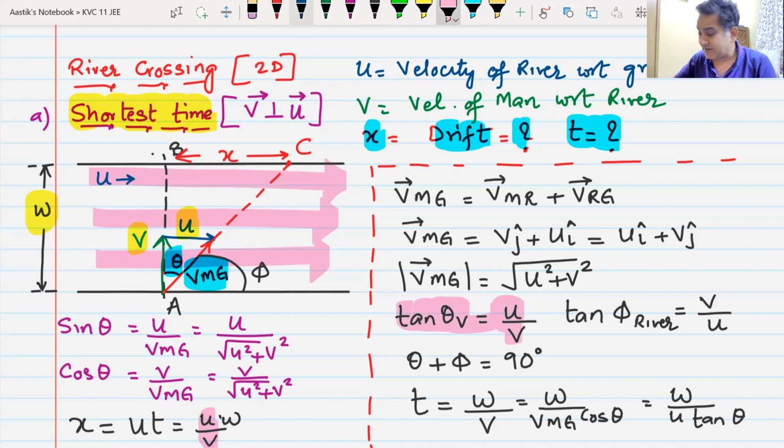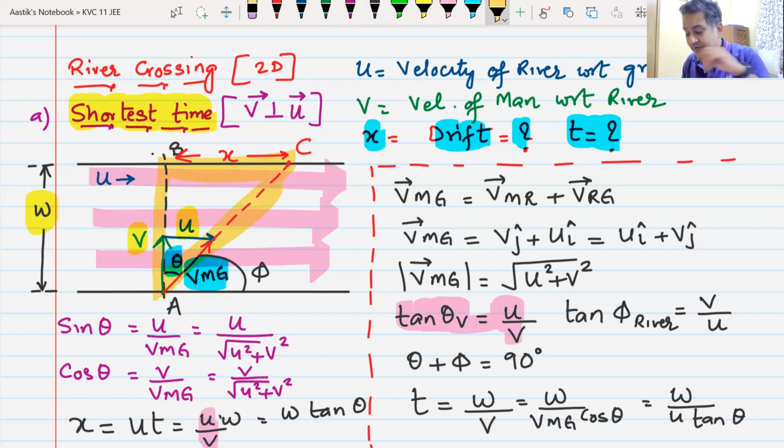And if you look at u by v, it is actually equal to tan theta. So you can also write this as w tan theta. In fact, if you look at this bigger right angle triangle, do you see this bigger right angle triangle? x divided by w will also be equal to tan theta. So I can write it as x divided by w. This is everything that you must know about this particular case.